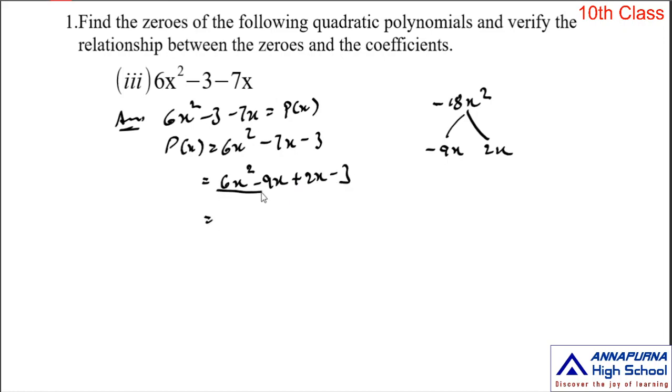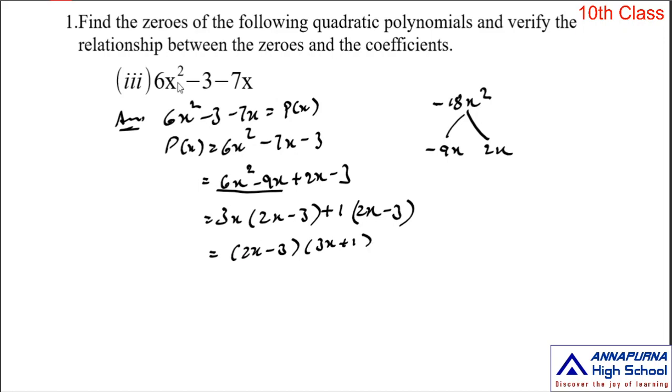So what is the common factor in the first two terms? That is 3x into 2x minus 3. What is the common factor in the last two terms? There is no common factor. That's why take 1. So 1 into 2x minus 3. So it is equal to 2x minus 3 into 3x plus 1. So what are the linear factors of this quadratic polynomial? They are 2x minus 3 and 3x plus 1.